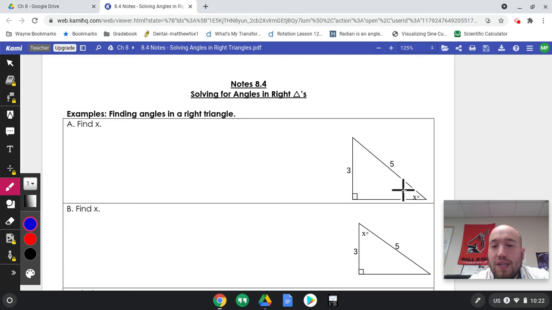In the past, we've always had the angle and one of the sides, so we could find the missing side. Now we have two sides. We want to know how we can find that missing angle.